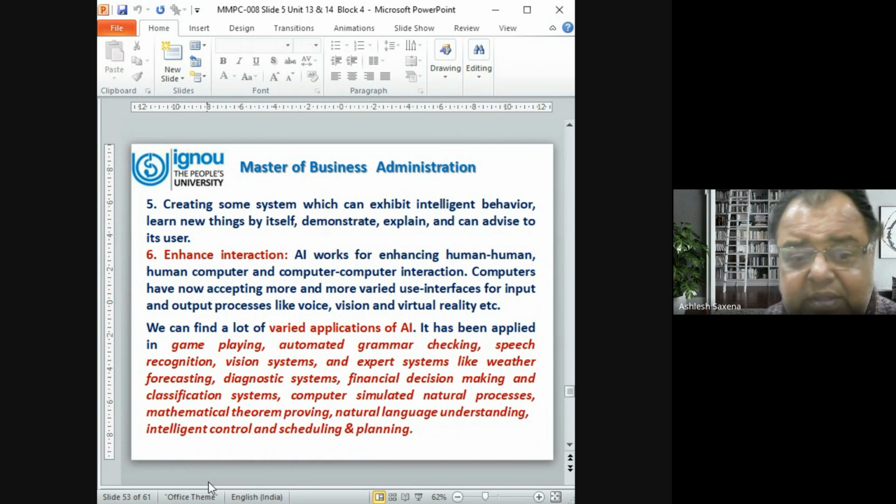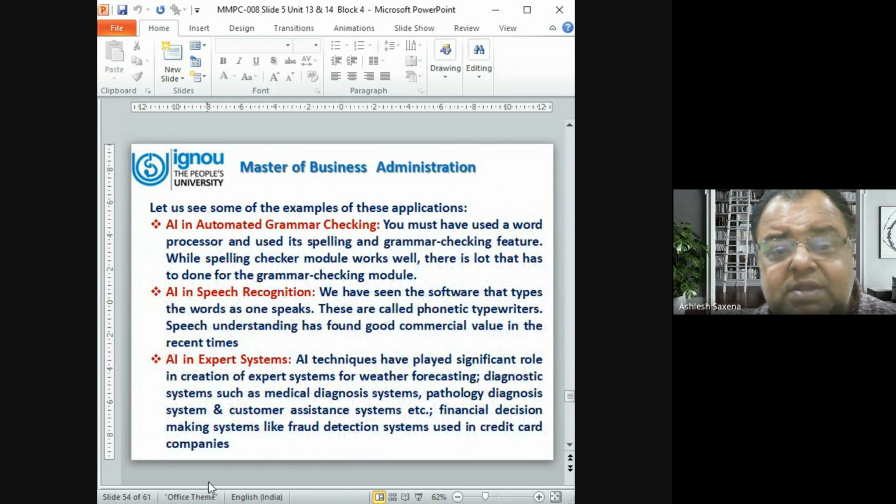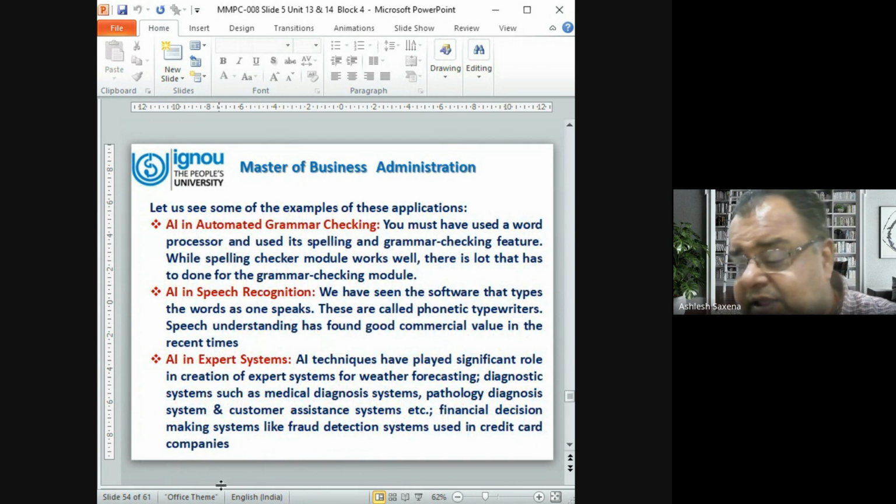Now, see, this is what a human mind, a human brain does. But now that is equivalent to a human brain. Now, let us see some of the examples of these applications.